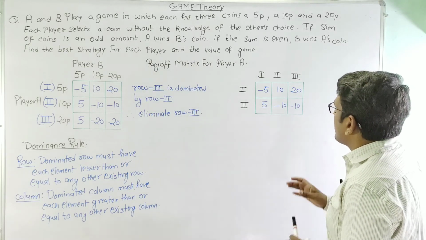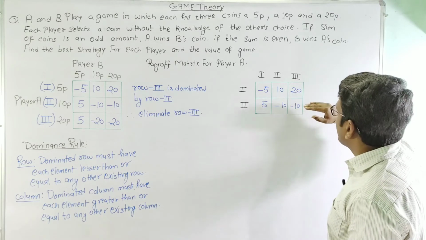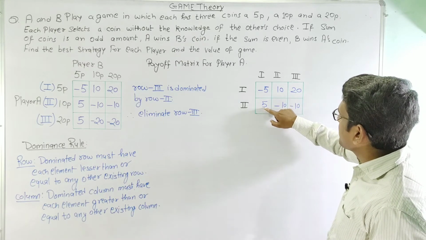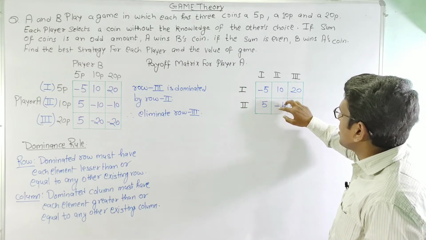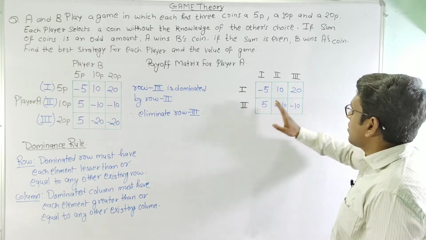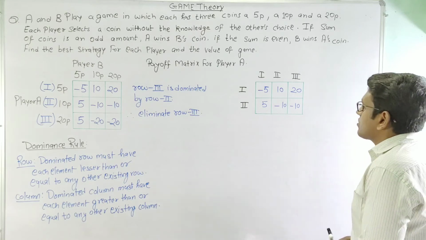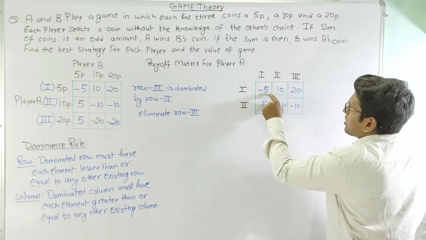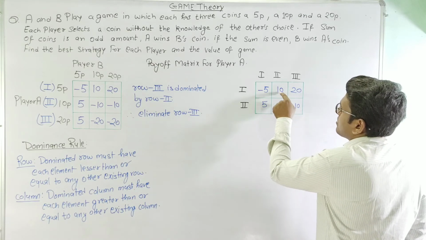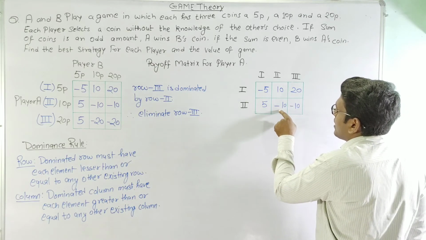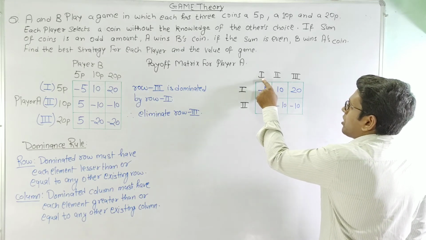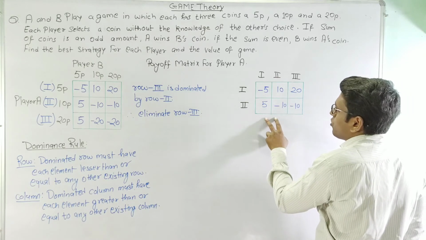Now let us see here again, comparing row 1 and row 2, this is minus 5, this is plus 5, this is plus 10, this is minus 10. So there is no dominance between row 1 and row 2. Now let us see the columns. If we compare column 1 and column 2, this is minus 5, this is plus 10, so this is greater, and here it is plus 5 and minus 10, so this is lesser. That means between column 1 and column 2 there is no dominance.